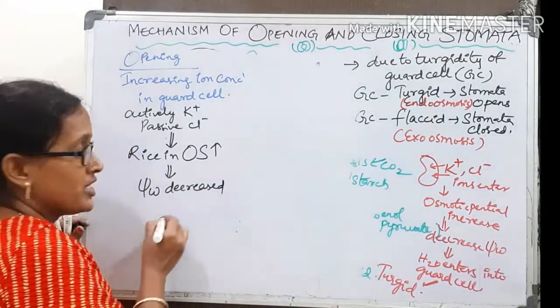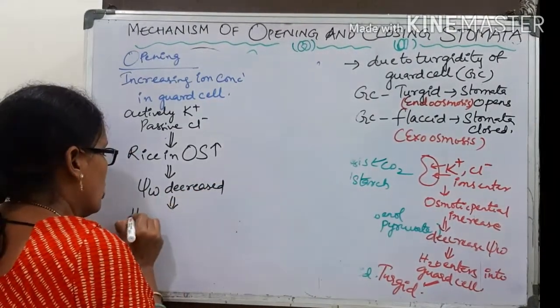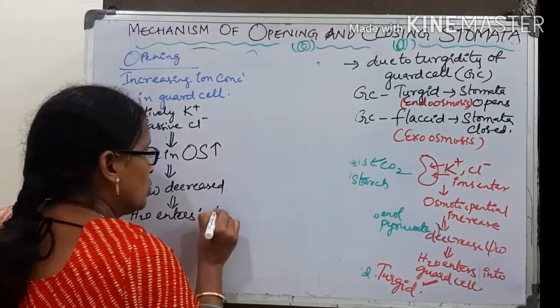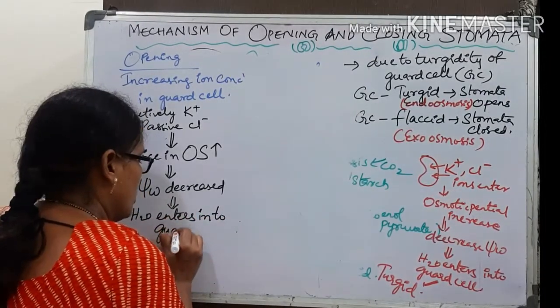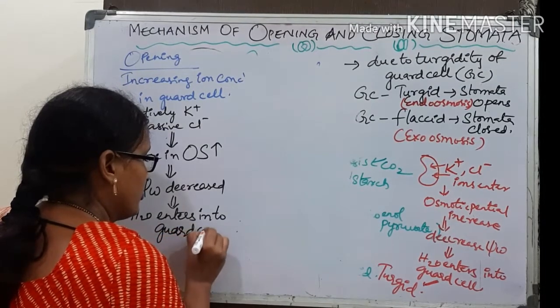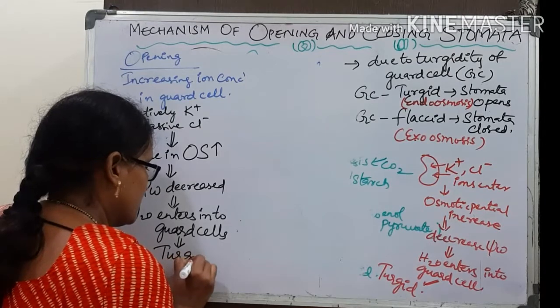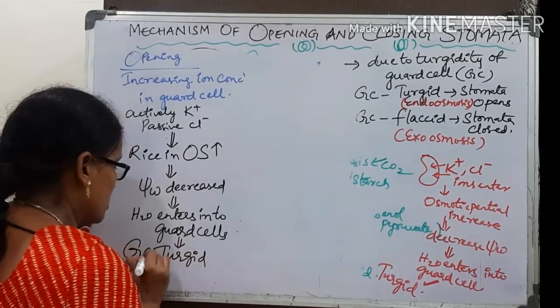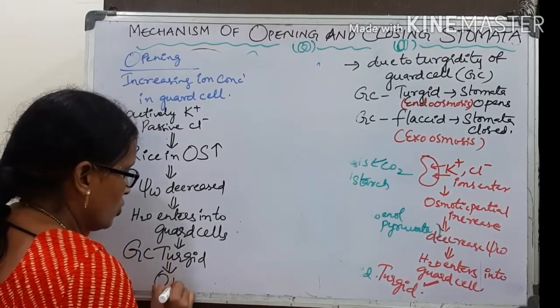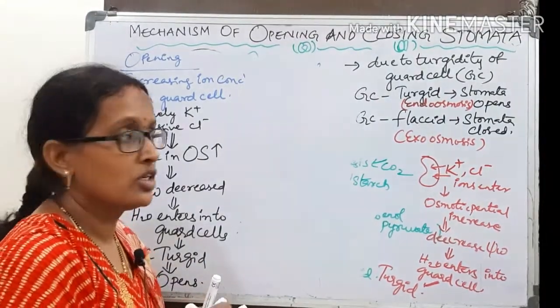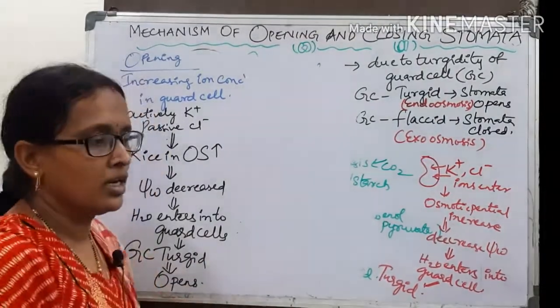When psi W is decreased, water enters into the guard cell, so it becomes turgid. This is the guard cell turgid, and it opens. So this is opening of stomata.